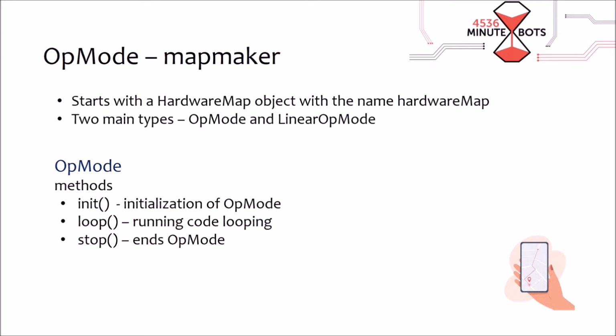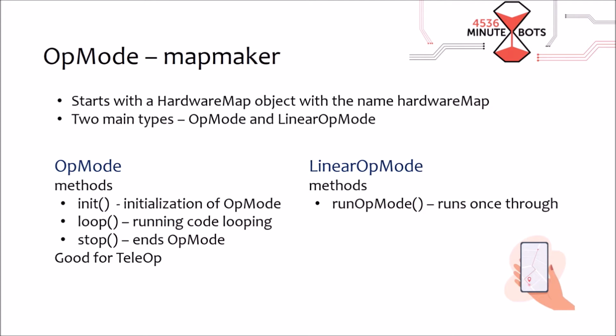This is good for teleop because for the most part, you want it just to keep looping and checking things. You want to keep checking what the drive is going to be. There's no set sequence of events. It's just sort of catch as catch can. On the other hand, in linear op mode, there's really only one method, and that is run op mode. There isn't init, loop, and stop. You call run op mode, it runs through it, and it's done. So if you want it to loop, you actually have to create loops and put them into run op mode.